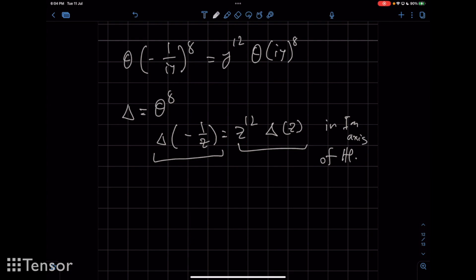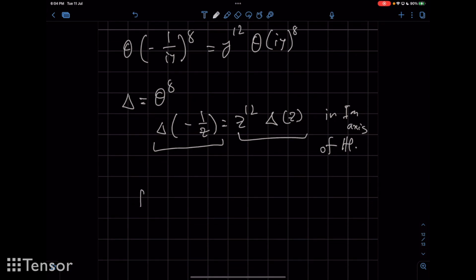So it's holomorphic. If it was not holomorphic, then you would have some dependence on the modulus. Well, let's say I define a function f of z that is delta of negative 1 over z minus z to the 12 delta of z. This is holomorphic.